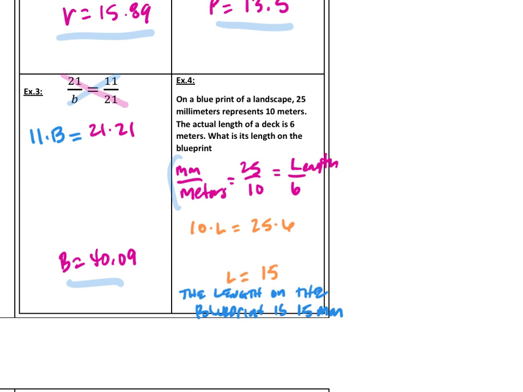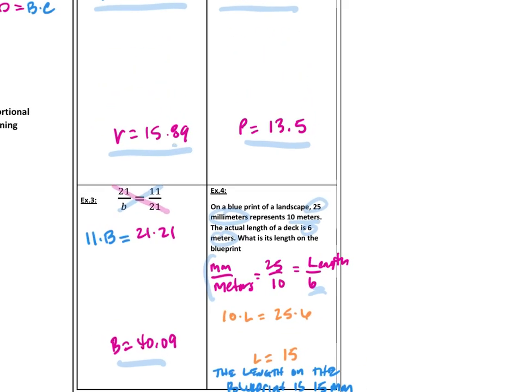You always have one of the measures on the top and one of them on the bottom. The way I set it up, I said 25 millimeters is 10 meters. 6 meters, you've got to be careful, it's the 6 meters, right? So that would go there, and we're trying to find the length on the blueprint, which would be 15 millimeters. On the first one, you would have had to round, and you get V equals 15.89. On the second one, you would have gotten P equals 13.5. And on example number 3, you would have gotten B equals 40.09.